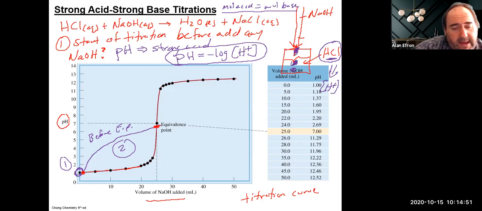Okay. Now, let's talk about what happens when we get to the equivalence point. As we approach the equivalence point, as you can see on this graph, the pH is going up, and then usually what you will see is what we see on this graph. There's usually a pretty good leap to the equivalence point, and then afterwards there's another leap in pH after the equivalence point.